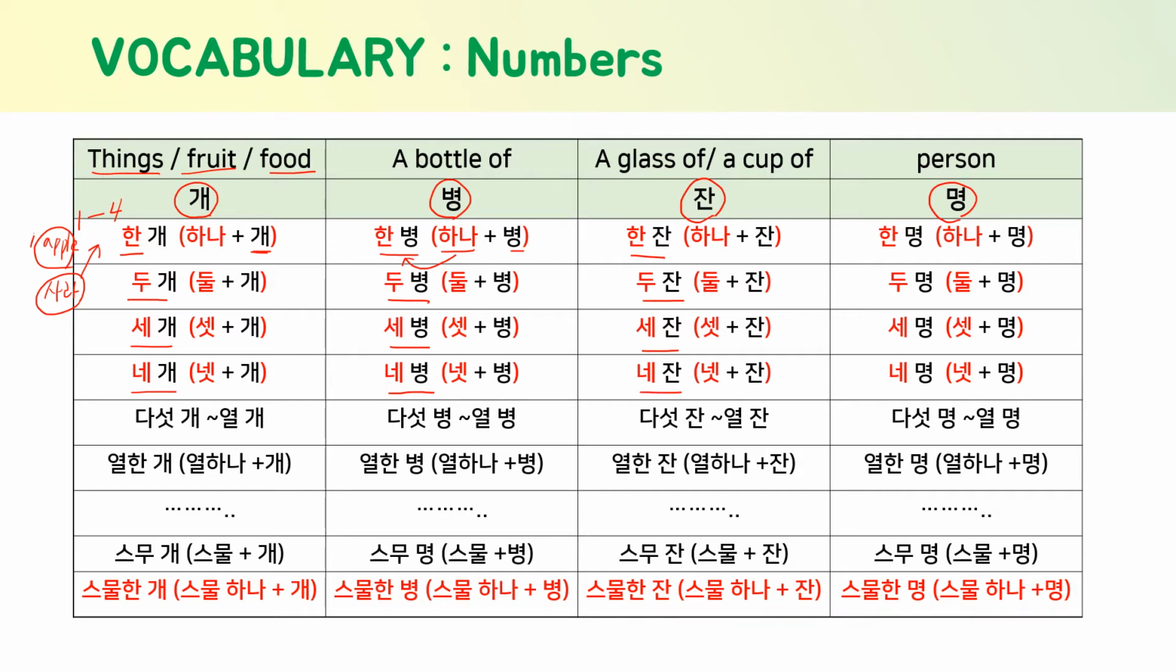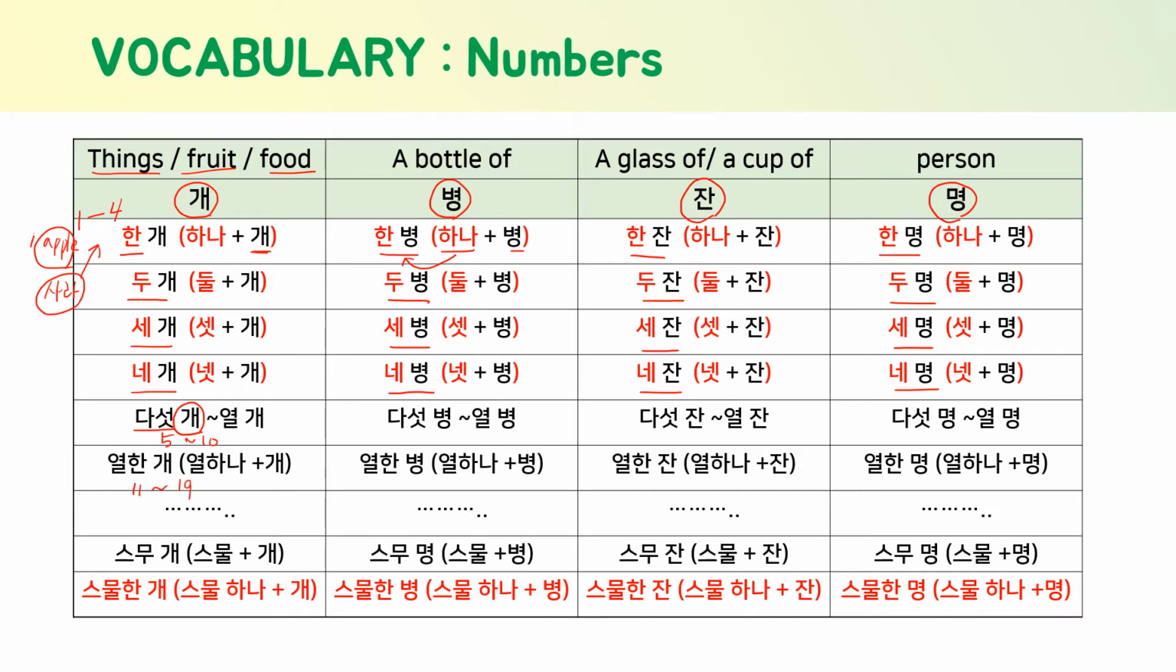And 1 person, 한 명. 2 people, 두 명. 3 people, 세 명. 4 people, 네 명. So from 5 to 10, the native Korean number part is exactly the same. The form doesn't change. All you need to do is add 개 at the end of the native Korean number. The same way from 11 till 19.